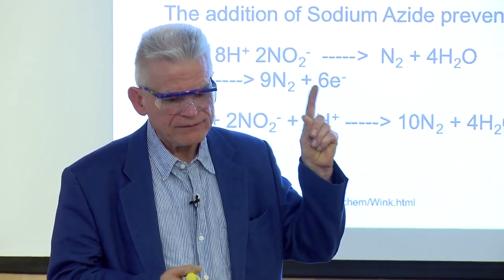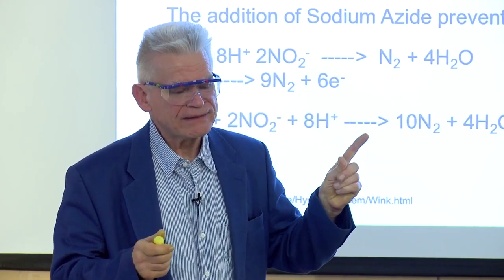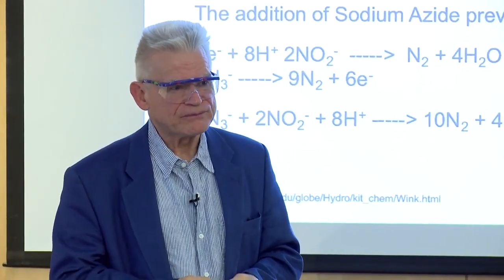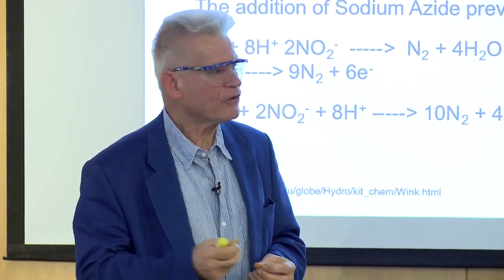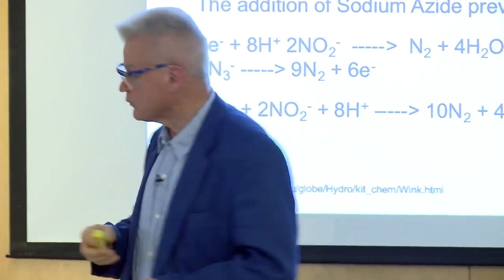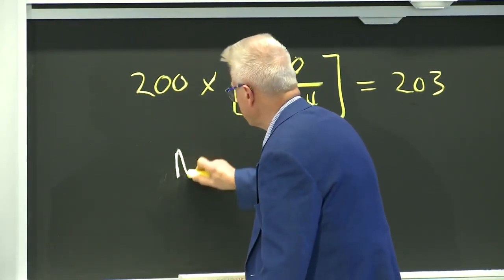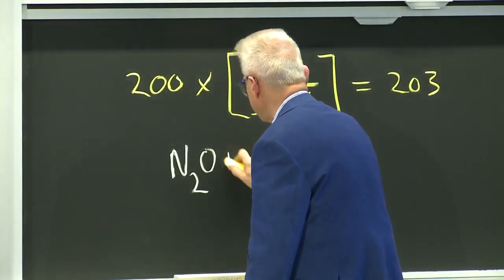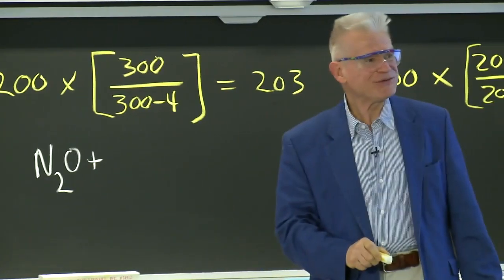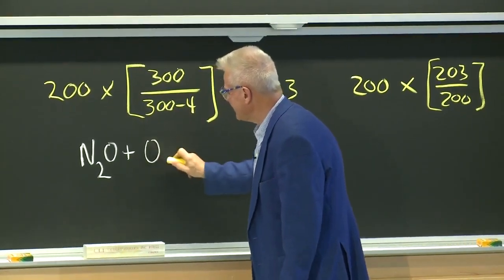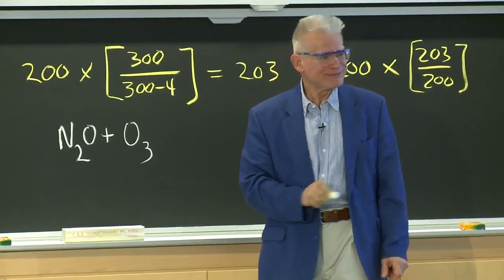Every ton of laughing gas that's in the atmosphere is like 300 tons of CO2. And it stays up there for over 100 years. And what does it do? Well, who said ozone back there? There you are, okay. Laughing gas reacts with ozone.